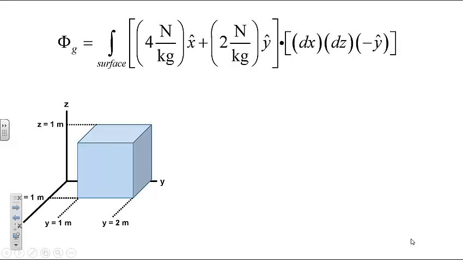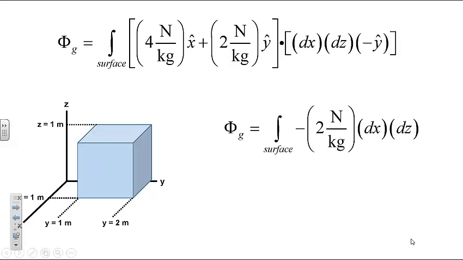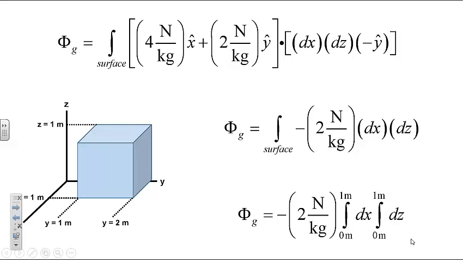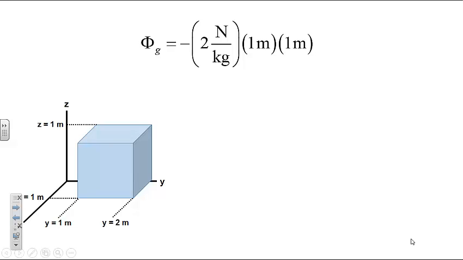Substitution of this area vector into the equation for gravitational flux gives us the following expression. Only the y-axis component of the gravitational field survives the dot product with the area vector. The integrals along the x-axis and z-axis of the surface can be treated separately. These integrals are straightforward and give this result.